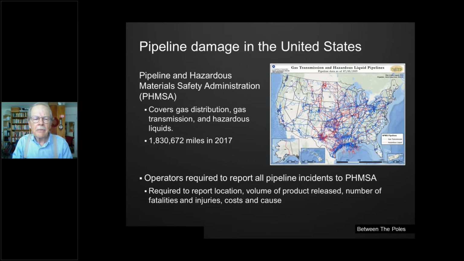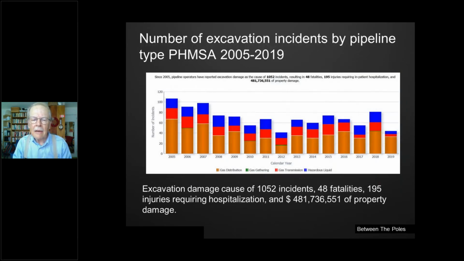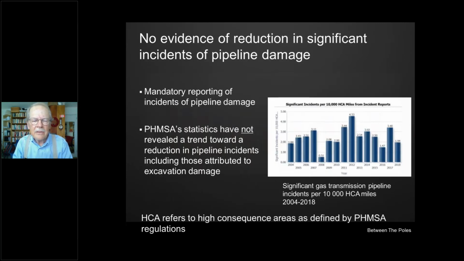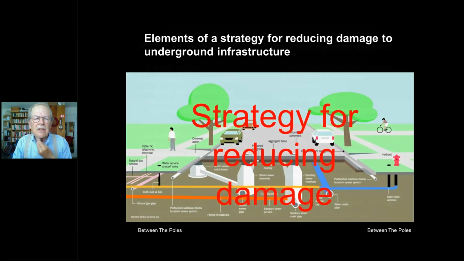In the United States, I mentioned before, PHMSA covers a lot of gas distribution, but mostly gas transmission and hazardous liquids. It's mandatory to report incidents. Their statistics have shown that they've had quite a number of fatalities and a number of injuries, and actually estimated the total property damage is something on the order of $500 million. But I think the most important thing is that these statistics also have not shown, in spite of a lot of projects that PHMSA has implemented to improve pipeline safety, the data does not reveal that there has been a trend toward reducing pipeline incidents.